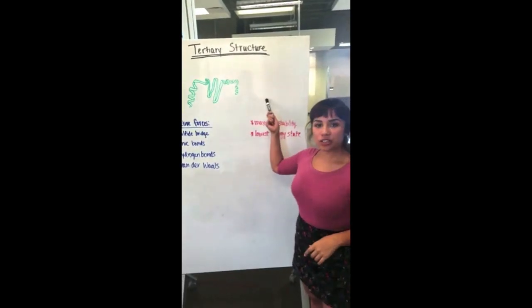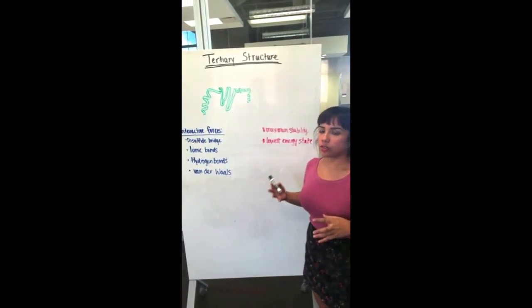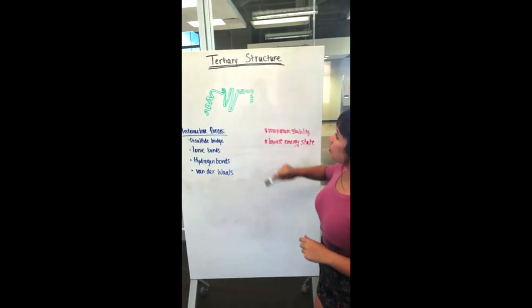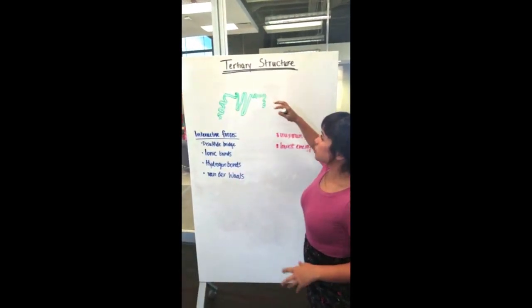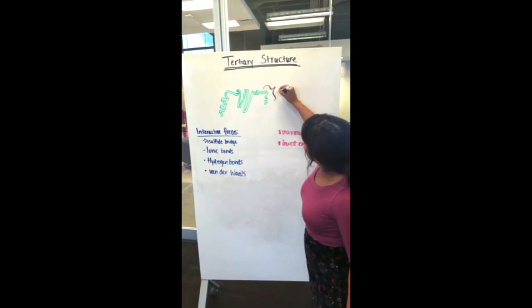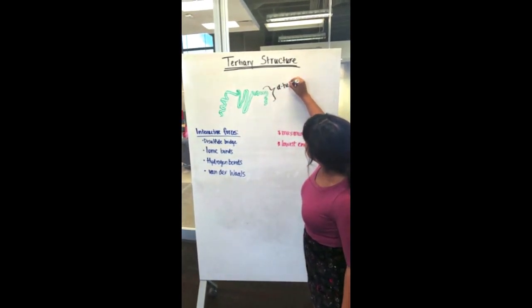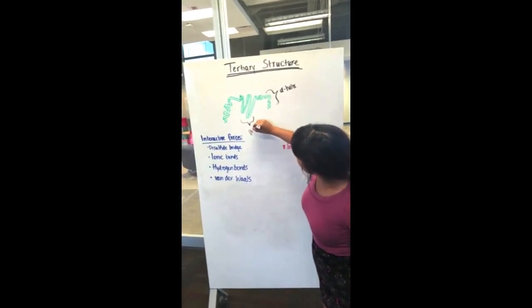The tertiary structure of a protein is the 3D structure of the protein. So I know I'm not the best artist, but this is pretty much what it looks like, except it's usually a little bit closer together. So as you can see, we have our alpha helices here and our beta pleated sheets.